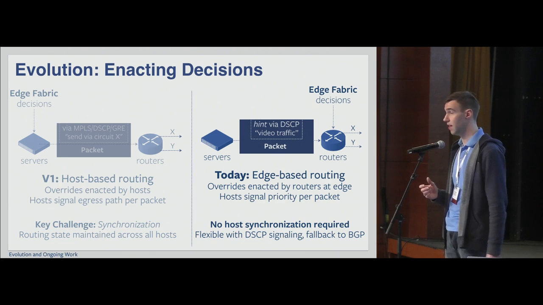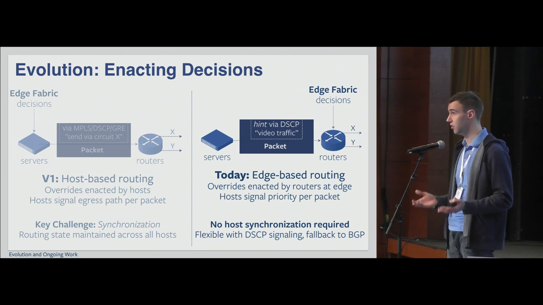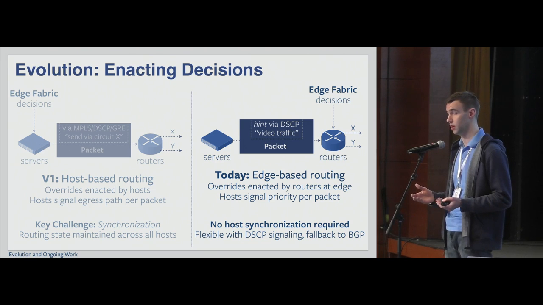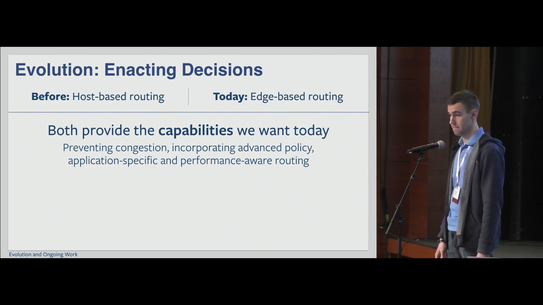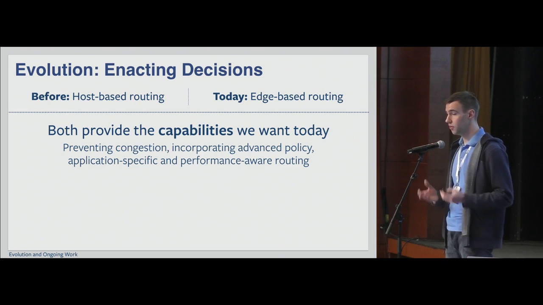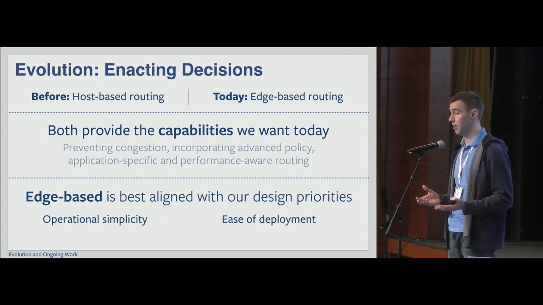So this means that we don't have any host synchronization, which in our network drastically reduces the complexity of a system like Edge Fabric. Further, we have flexibility with DHCP signaling because we can account for different classes of traffic, and we can always fall back to BGP at our edge routers. So both of these approaches provide the capabilities we want today, but in general, Edge Fabric is best aligned with the design priorities that I described earlier.